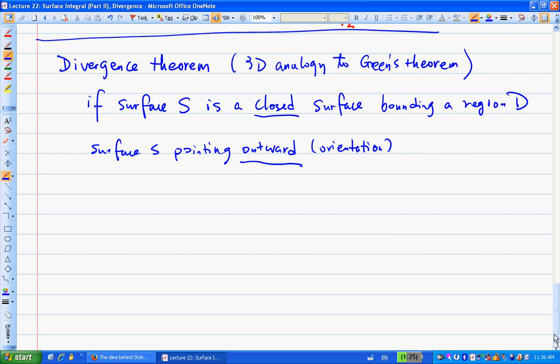So then, let's say now we have a vector field, F equal to M, N and P, in 3D. The other thing is that the vector field needs to be differentiable in the region D.